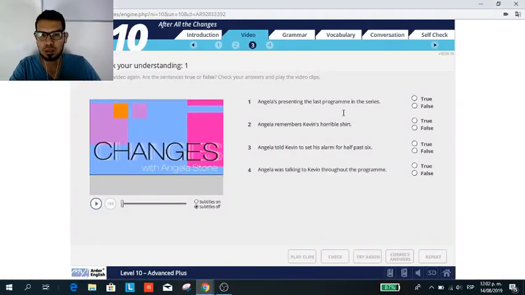Okay, so it says here, Angela's presenting the last program in the series. Okay, so which is true? Angela remembers Kevin's horrible shirt. I think it's a mistake here. What do you think? I will say it's false. It wasn't a shirt. It was something else. Angela told Kevin to set his alarm for 6:30. That's true. Angela was talking to Kevin throughout the program.